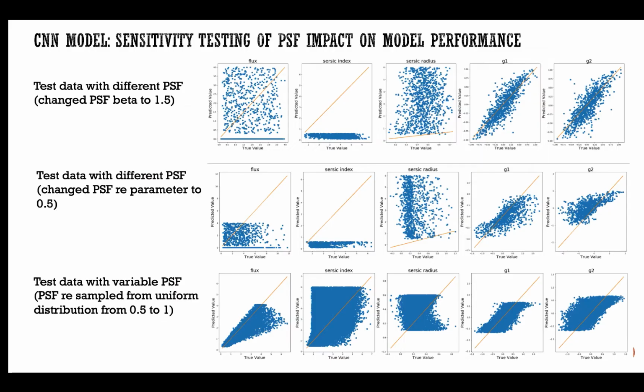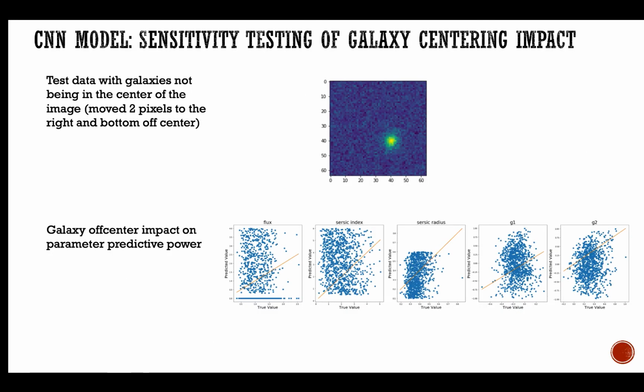We did some sensitivity testing as well, to understand the impact of the PSF being different in the test data from the training dataset. We can see that, unfortunately, in this case the model does not perform well. The model did not perform well when the galaxies were off-center, telling us that it is quite important to understand what the training data is and ensure that it's the same in the test data set.